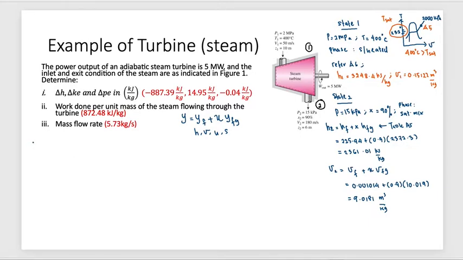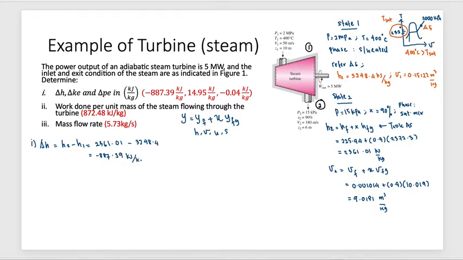So the question is, what is delta h? Delta h is h2 minus h1, so we get 2361.01 minus 3248.4, and we get the value as minus 887.39 kilojoule per kilogram.